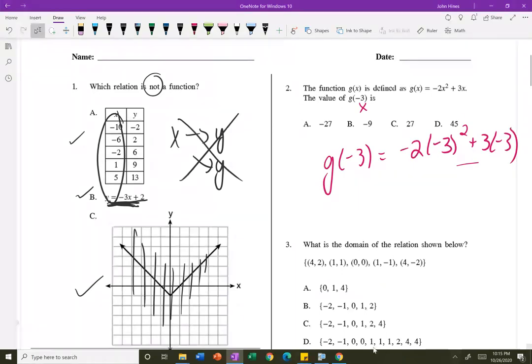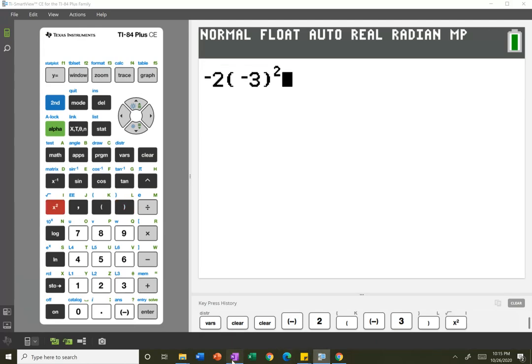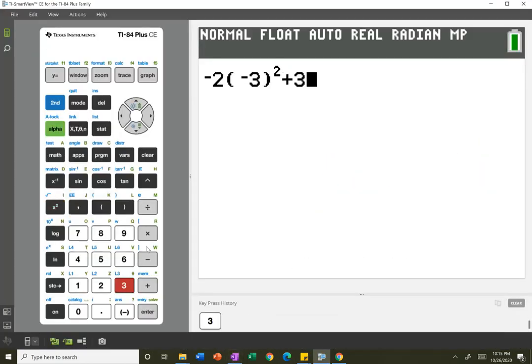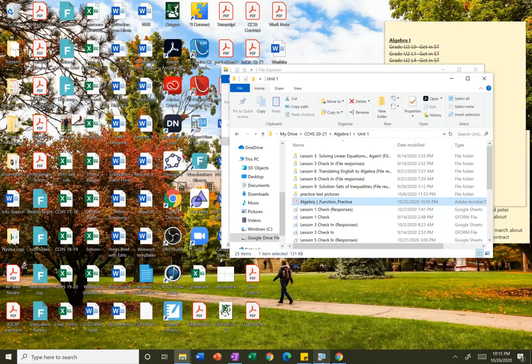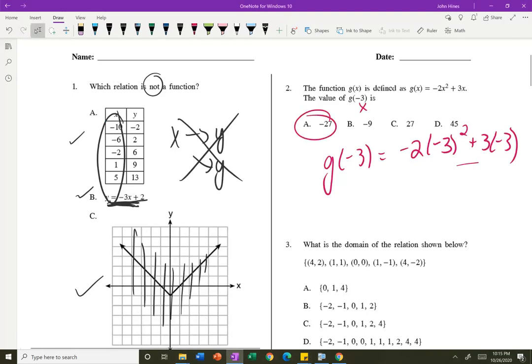But now I just need to type that into my calculator. Negative 2 times negative 3, close it, squared, plus 3 times negative 3. Done. Negative 27. I used my graphing calculator to get the solution, to get the output. Negative 3 is the input. Negative 27 is the output.